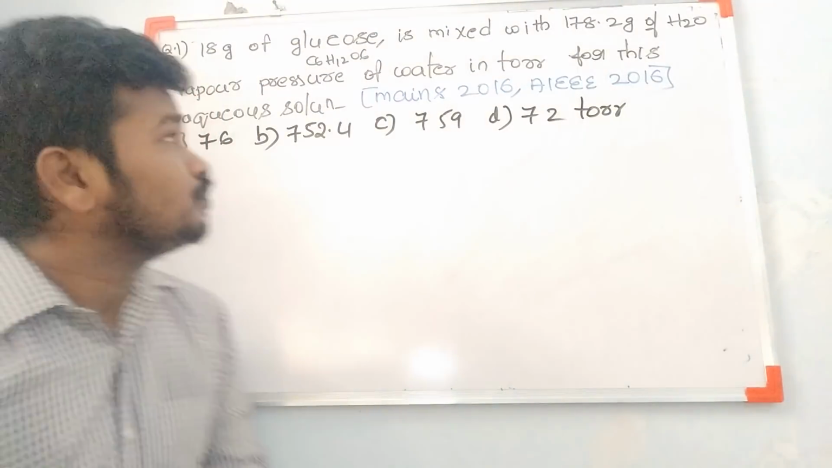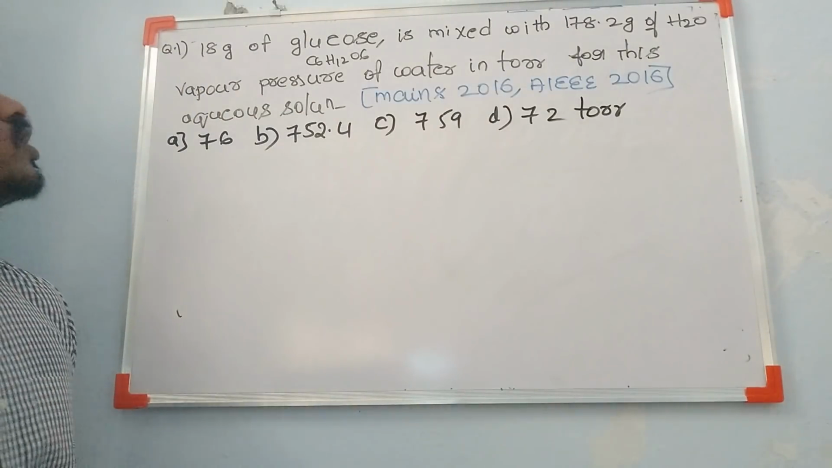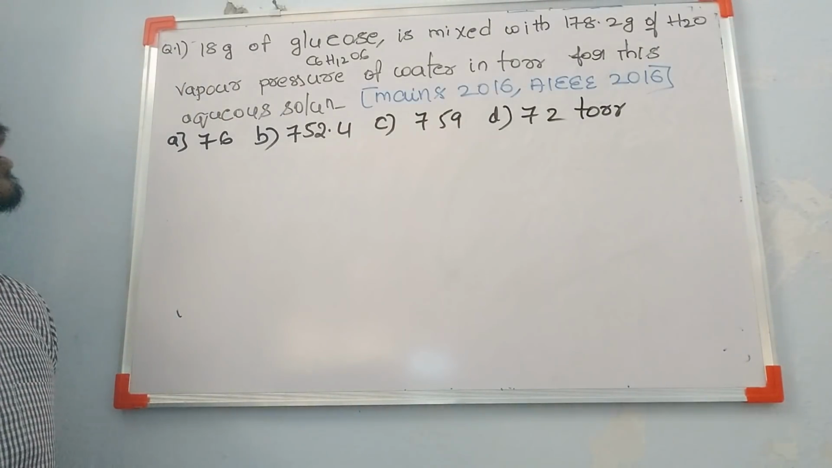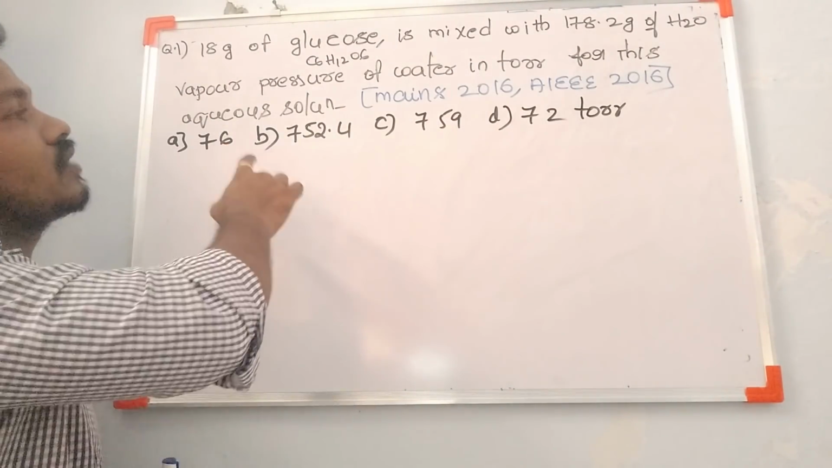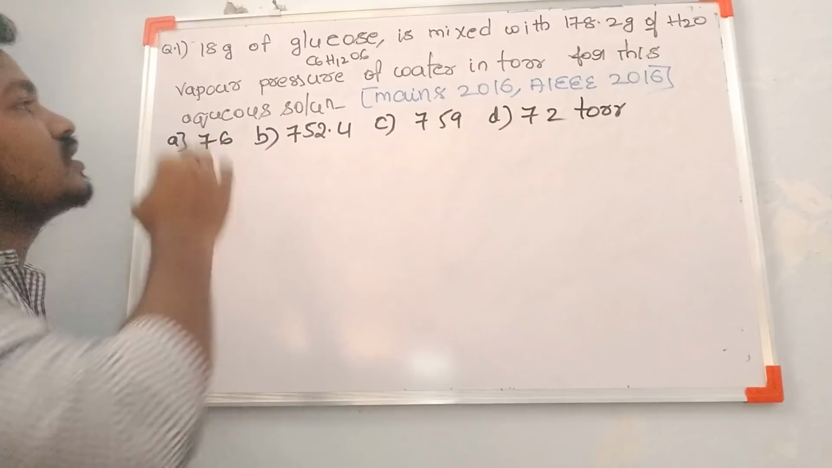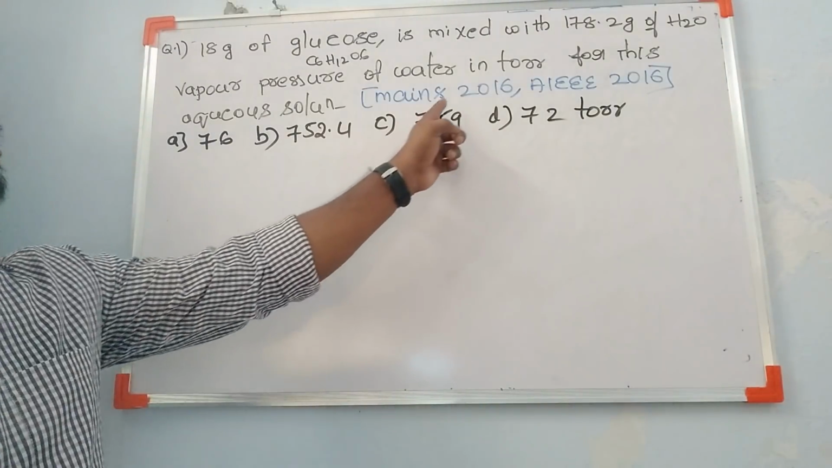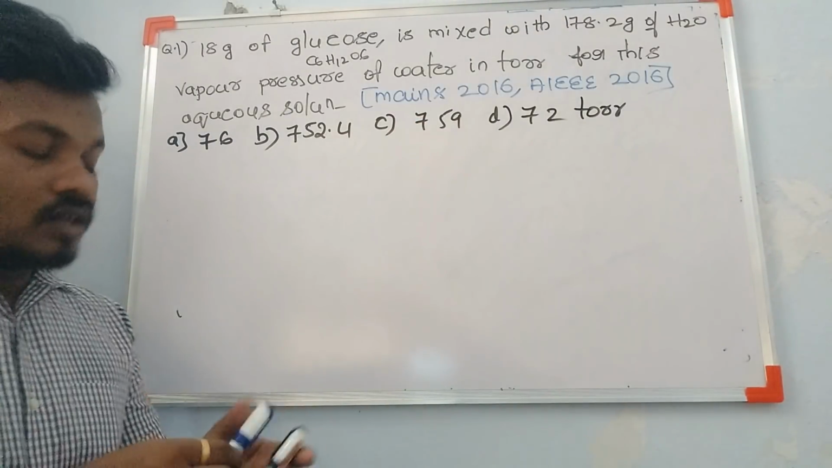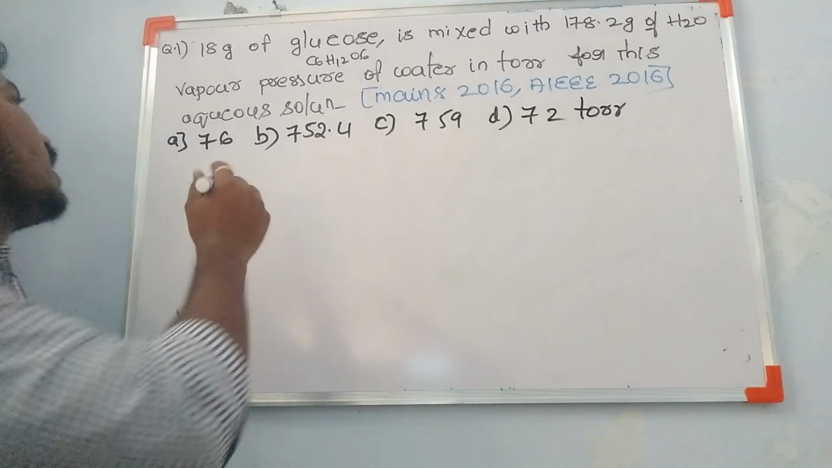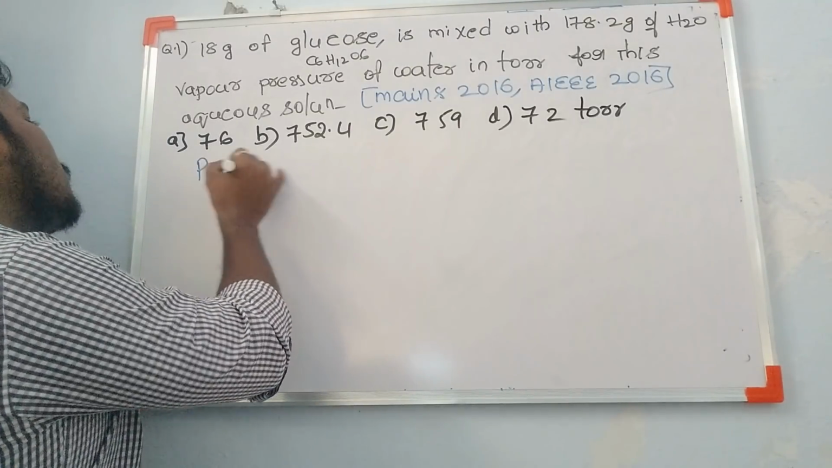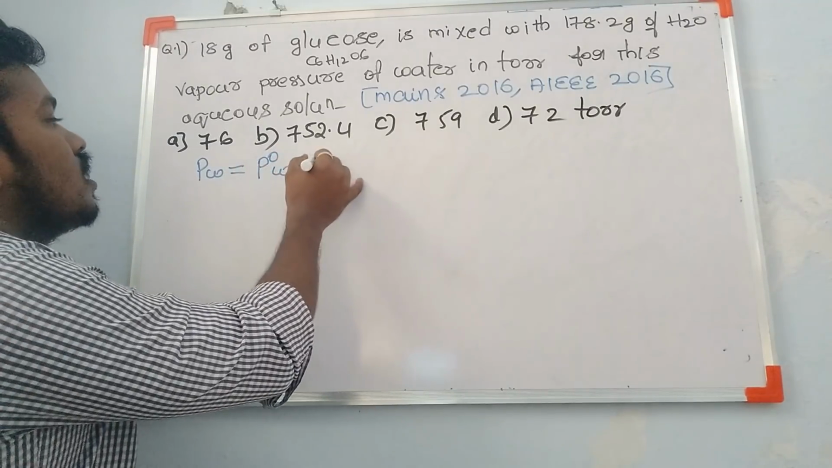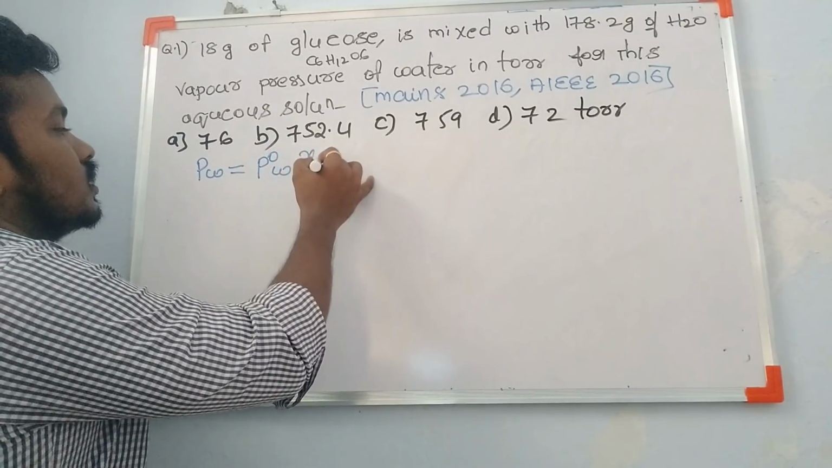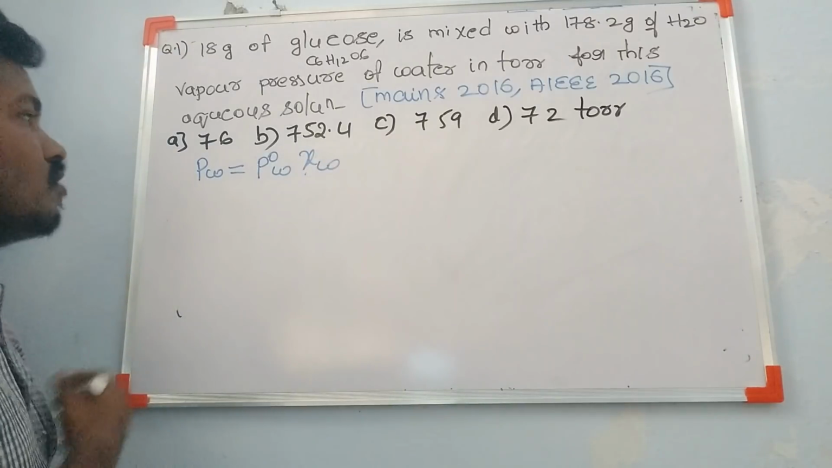See the first question. 18 grams of glucose is mixed with 178.2 grams of water. We have to calculate the vapor pressure of the water in torr for this aqueous solution. This question was asked in Mains 2016 and AIEEE 2016. What they are asking is the vapor pressure of the water, in the sense of the partial pressure of the water, which is the pure vapor pressure times the mole fraction of water.